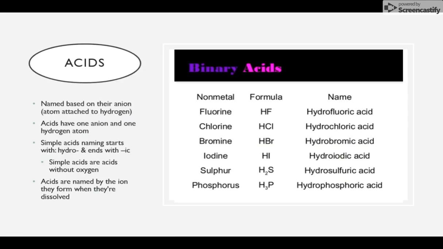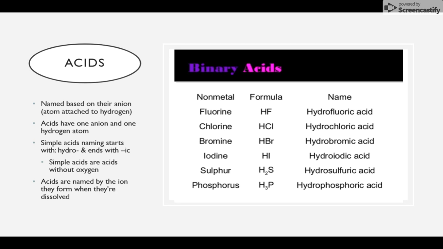And the next thing we'll talk about is acids. Acid compounds are named based on their anion, and their anion is the atom that's attached to the hydrogen ion. All simple acid compounds are going to have one anion and one hydrogen atom. There are simple acid compounds, and there are more complex acid compounds. More complex acid compounds have oxygen in them, but simple compounds don't have oxygen, they just have hydrogen.